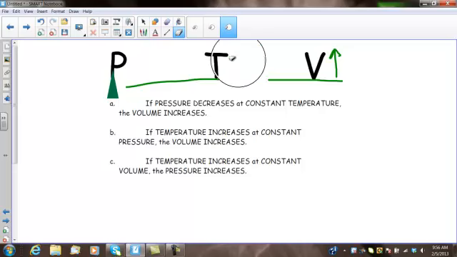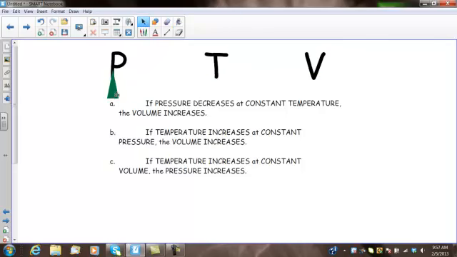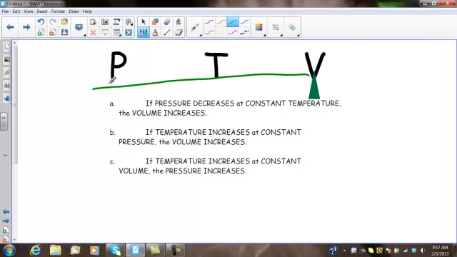Let's look at the third example. On the third example, my constant is my volume. So my fulcrum moves, and if temperature increases, then pressure is going to increase.